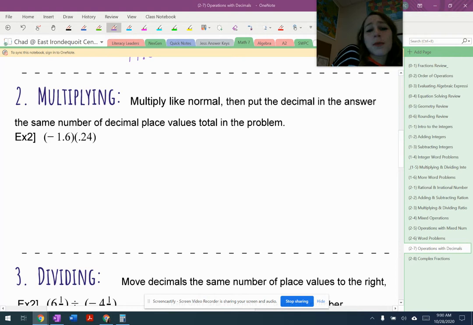So when you're multiplying decimals, you're going to multiply like normal. And then you put the decimal point in your answer, the same number of decimal places that are total in the problem. And I know those words make zero sense, but I think you guys know what I'm talking about. And again, remember, you're more than welcome to try this out by hand, but don't forget to check yourself in the calc.